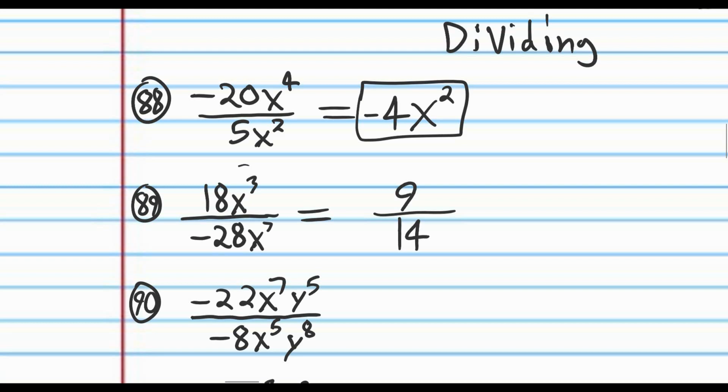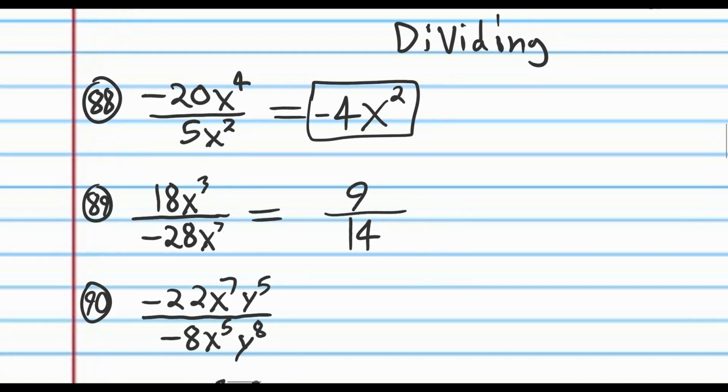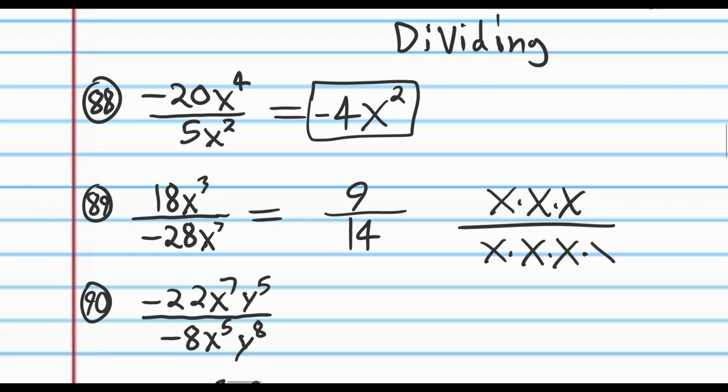All right, so now if you subtract the powers, 3 minus 7 is going to give you a negative number. So all that means is that your x's are going to end up on the bottom. Let me explain what that means. You're multiplying 3 x's on the top, and you're multiplying 7 x's on the bottom, right? 1, 2, 3, 4, 5, 6. I need one more. 1, 2, 3, 4, 5, 6, 7.